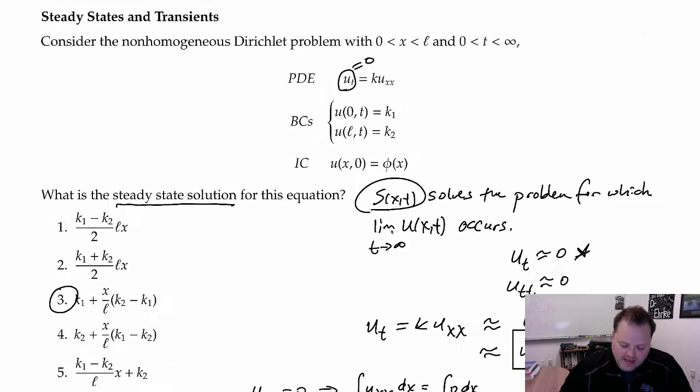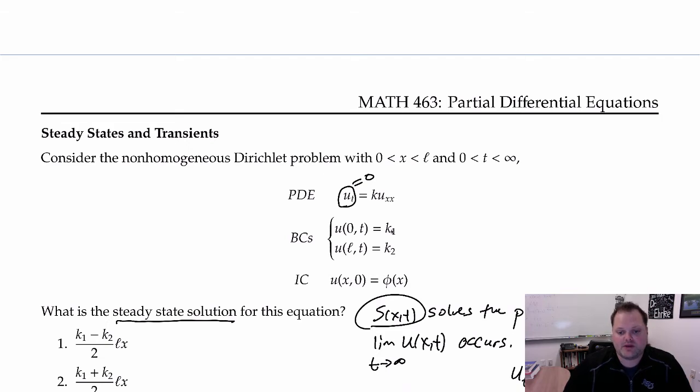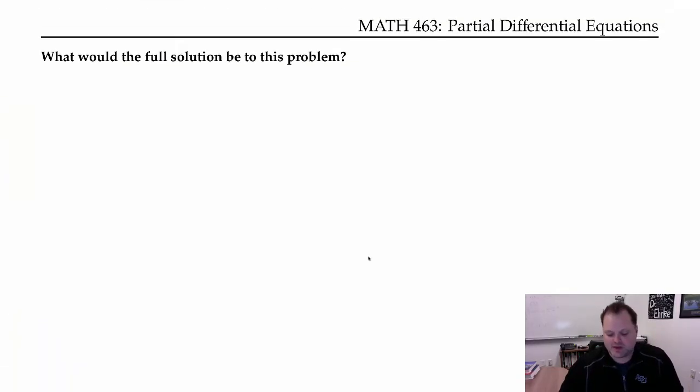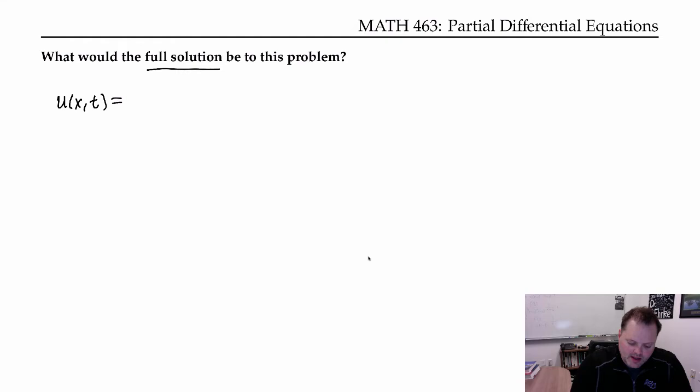Now the question is, I still want to solve this PDE. We haven't solved the PDE yet. I've just told you what it looks like as time goes to infinity. I need to know what it looks like for all time, not just time at infinity. Well, here's where the niceness of this method comes into play. If I want the full solution to this problem, u of x,t, I'm going to assume it is the part at infinity plus the transient part that leads up to the steady state. So this is what we call the steady state solution, and this is what we call the transient solution.